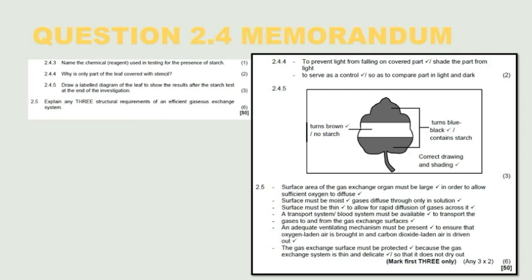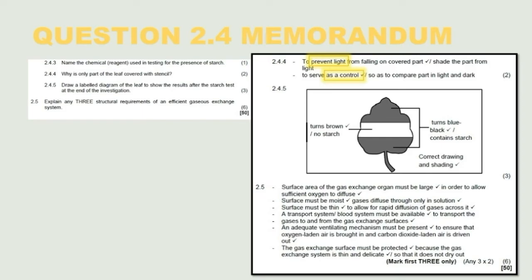Then question 2.4.4. Why is only part of the leaf covered with the cardboard box? So here you will see they say to prevent light from falling on the part that has been covered. So that means it blocks out sunlight on that specific section. So this serves as a control and not your experiment, because I'm removing the factor that I'm testing, which is light.